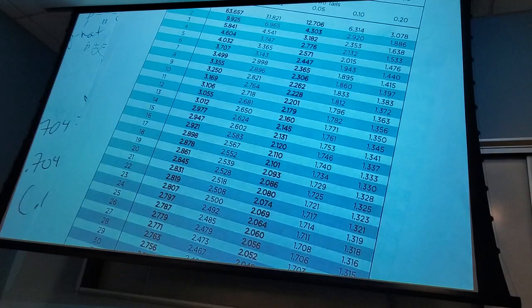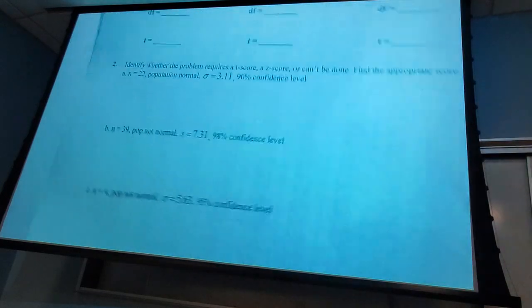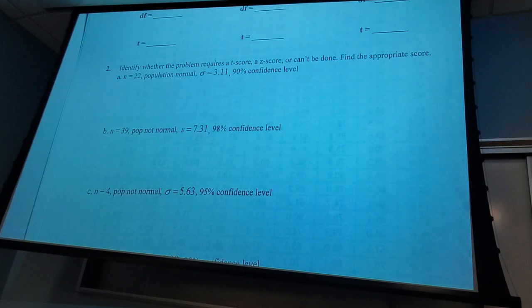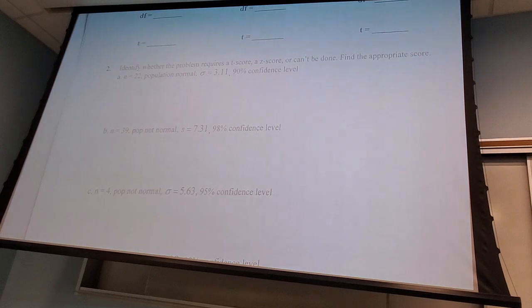Go ahead and try to do the first 3 problems on this sheet. 1A, 1B, 1C, yes. What's DS? Degrees of freedom.